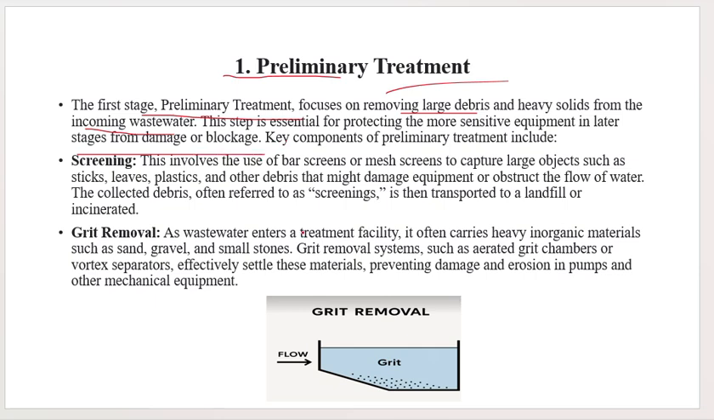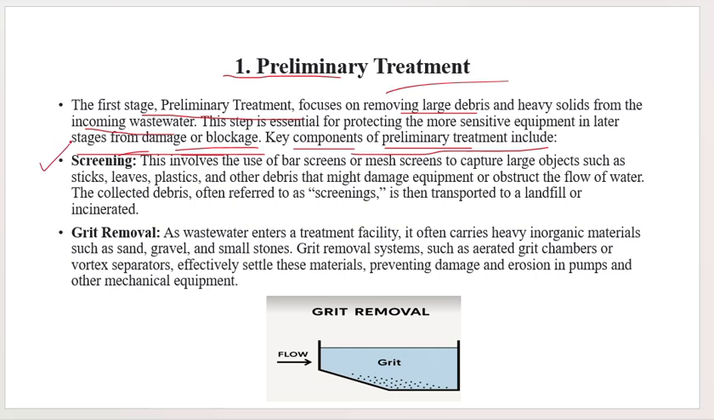Why do we need this preliminary treatment? These large and heavy materials can damage the pipes through which the incoming wastewater is flowing. They can cause blockage, and they can damage the instruments being used in wastewater treatment. So the key components of preliminary treatment include two stages.